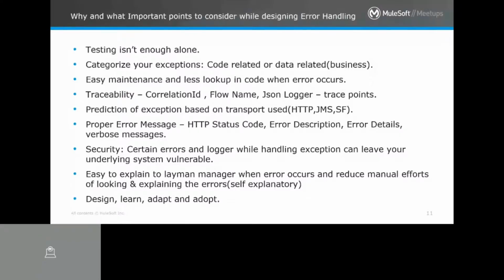Another important point is security. Certain errors and loggers, while handling exceptions, can leave your underlying system vulnerable. We may miss some point, but if an error occurs, it may be logging your whole payload, and even some crucial data which the client does not want logged. So we should think about that perspective as well. Also, we should make our application secure. If any attacker or hacker attacks the API, we should handle that, so that if any exception occurs, it is handled well without making our system vulnerable.